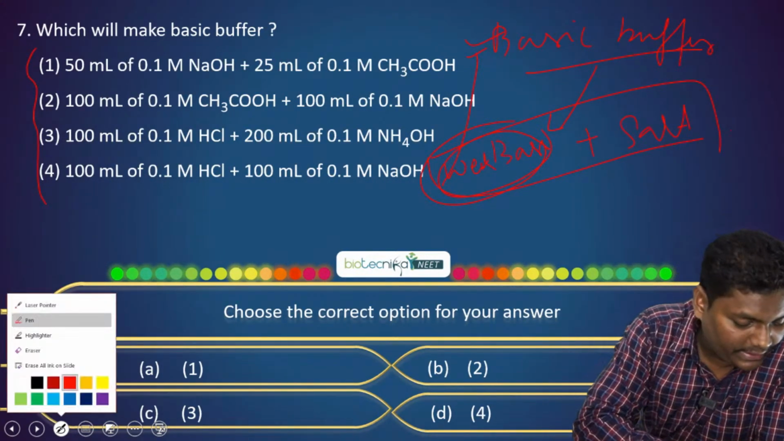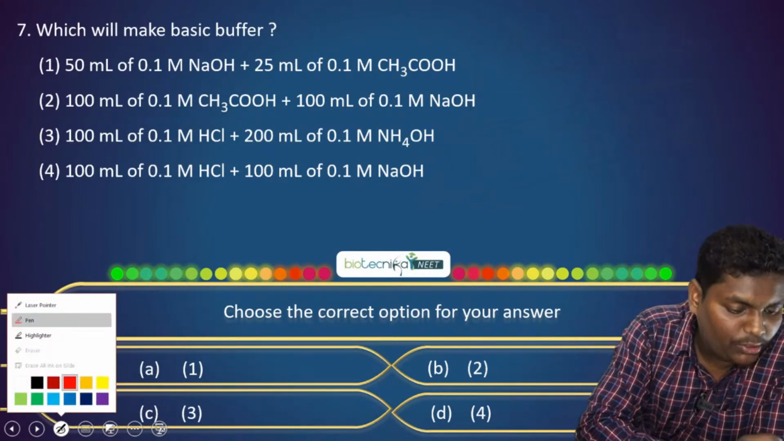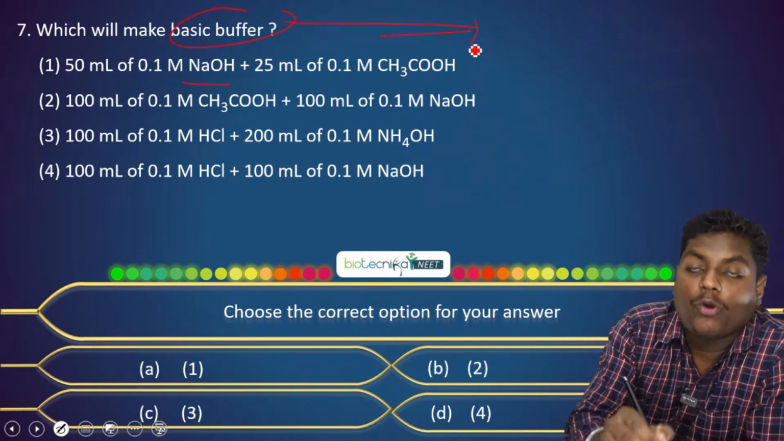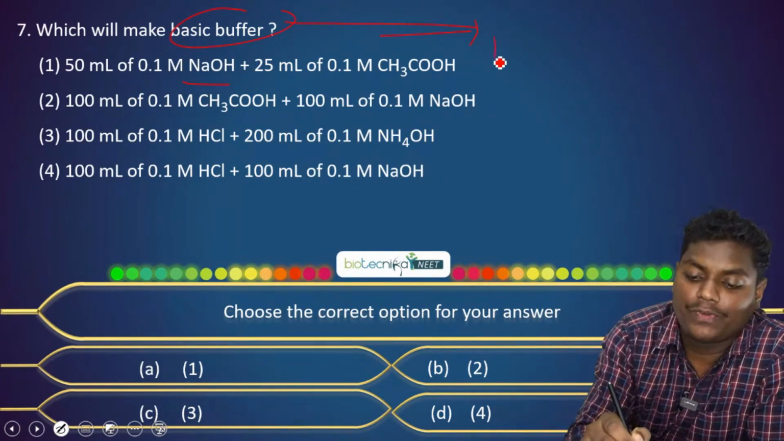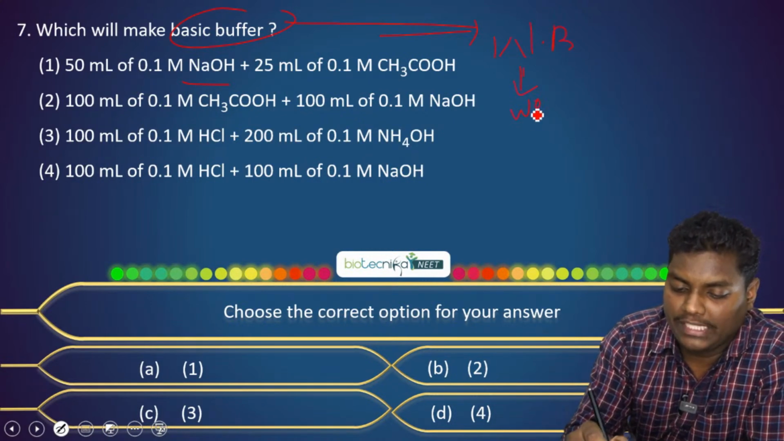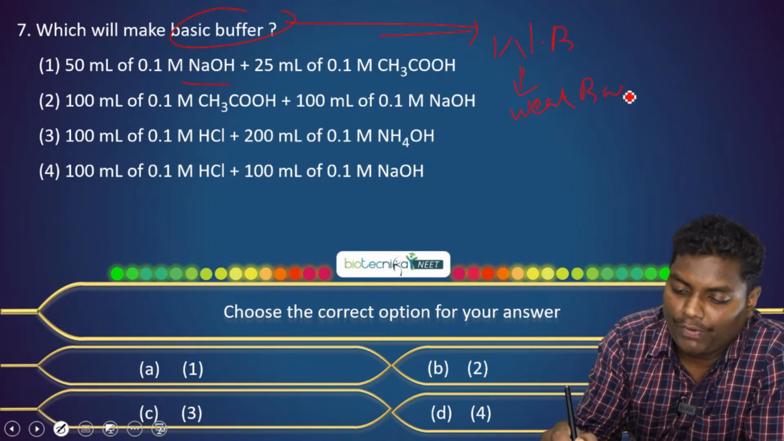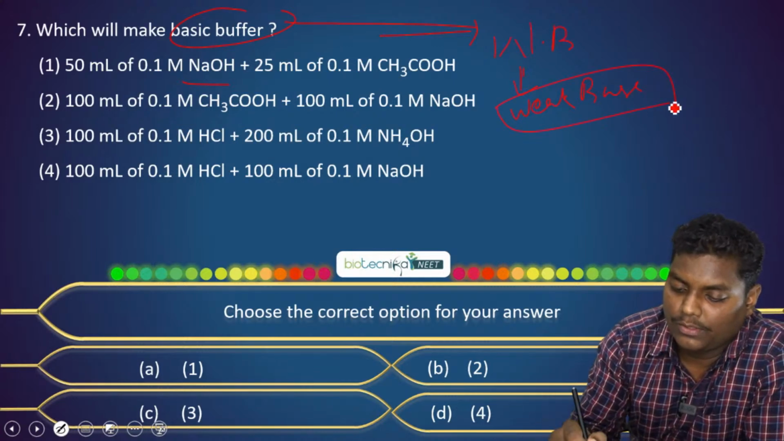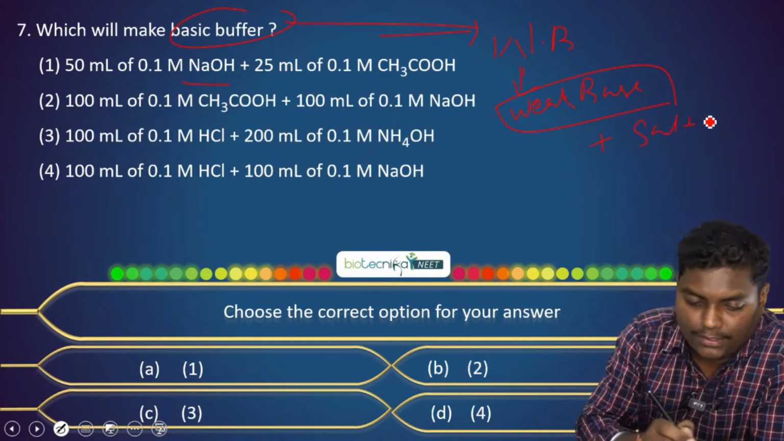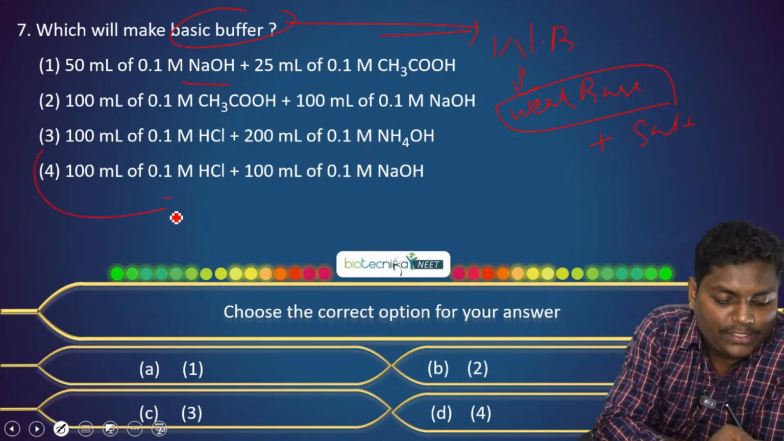Just remember, there is a trick to solve this question. You can go and check the options, but the basic fundamental thing you should understand is what makes a basic buffer. We need a weak base. Just check which option has a weak base. We need a weak base and a salt. You can try solving all the options.